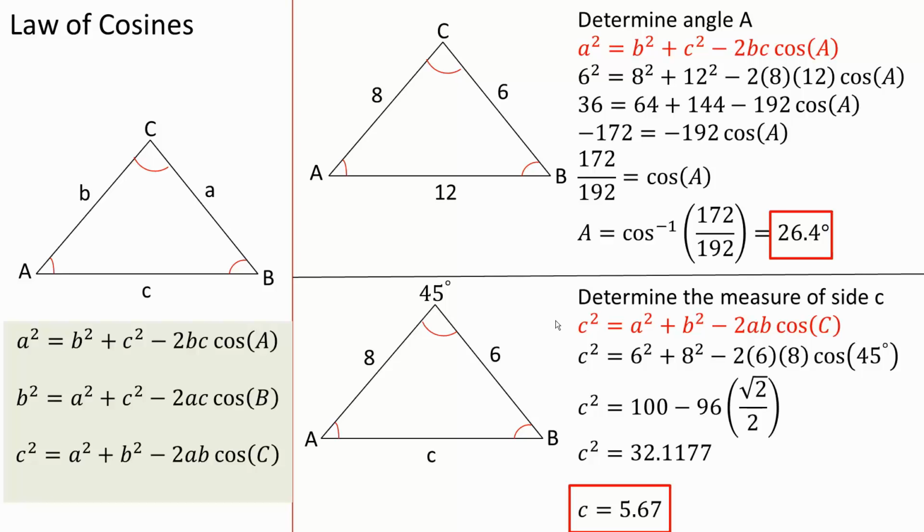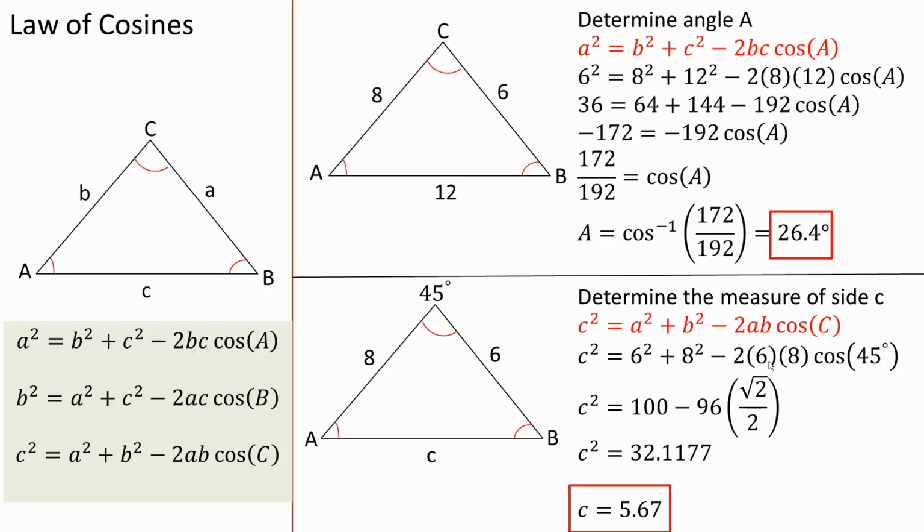This problem we want to determine the measure of side length C. We want to determine this C right here. And with this problem we're given the corresponding angle measure C. So let's plug in what we have. So we want to solve for C squared is equal to, what is A? A would correspond to 6, 6 squared. What is B? B would correspond to 8, 8 squared, minus 2 times 6 times 8 cosine C. And we know angle measure C is 45 degrees. So 6 squared plus 8 squared is 100. 36 plus 64 is 100.